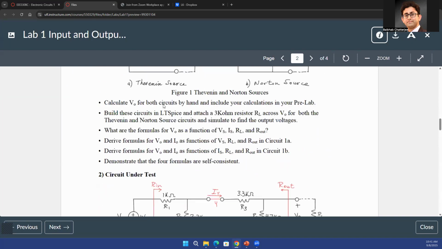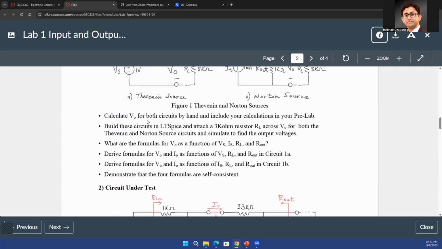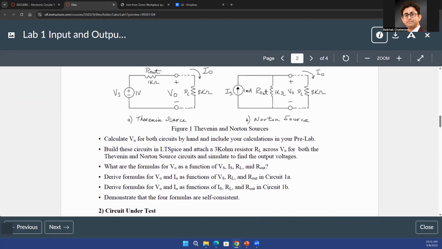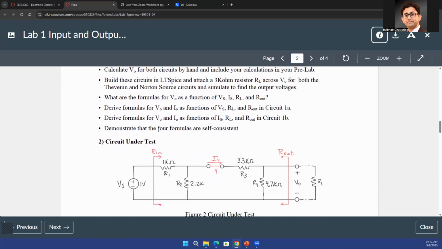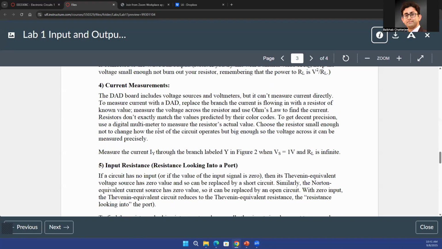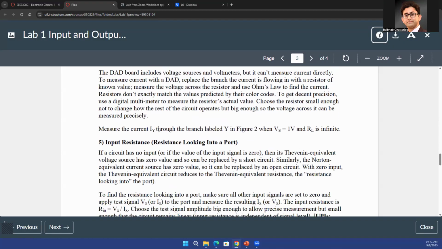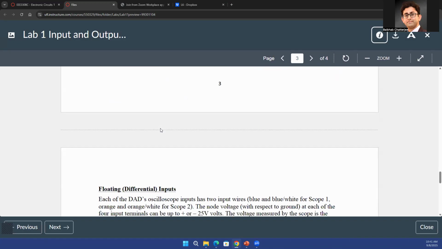So make sure that you have a good understanding of Thevenin and Norton sources, which you should have from your 3111. There are a few questions asked here that you need to calculate, let's say, the output voltage for both circuits and so on, the Thevenin and Norton equivalent resistances as well. Make sure that you complete all of that before you go for the lab on the first day. Right? So that pre-lab section is 80% of the lab grade, and the in-lab section is only 20%.